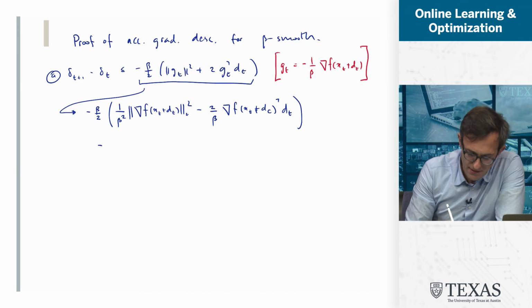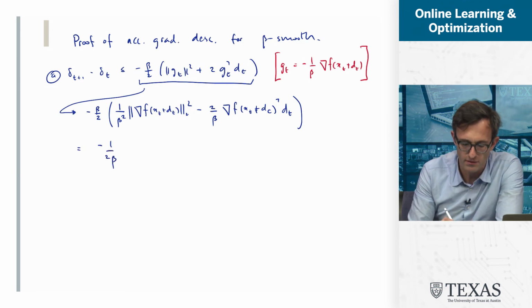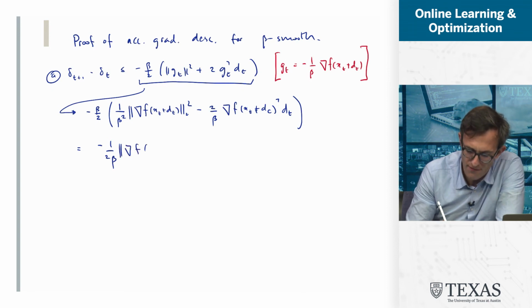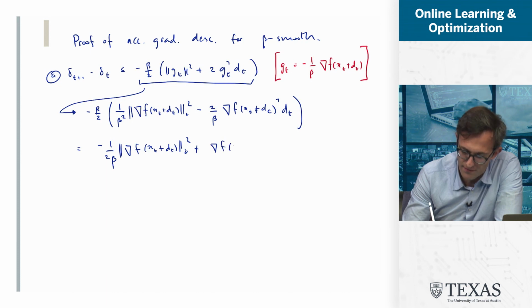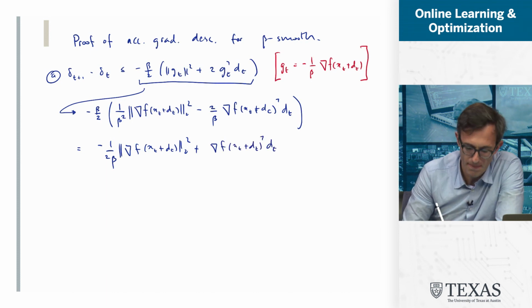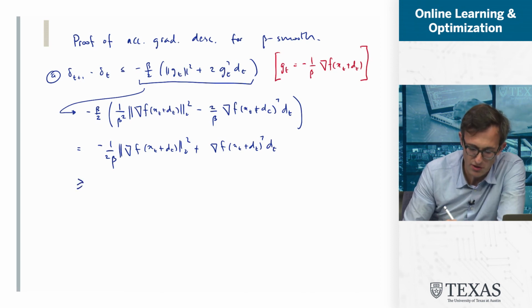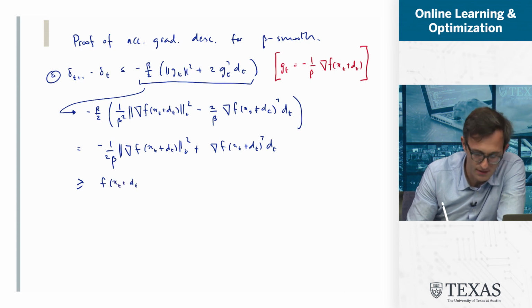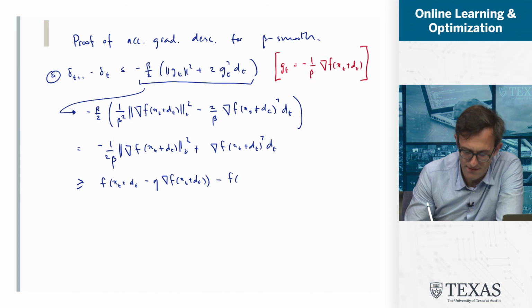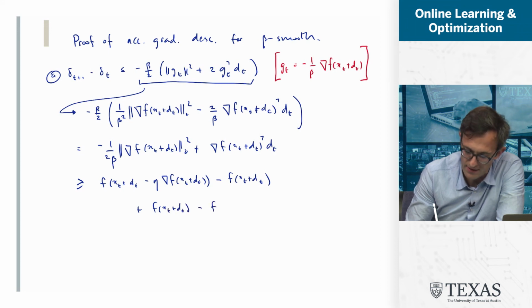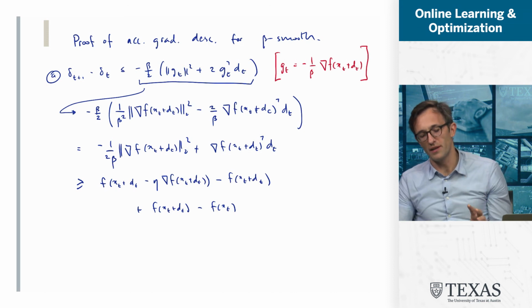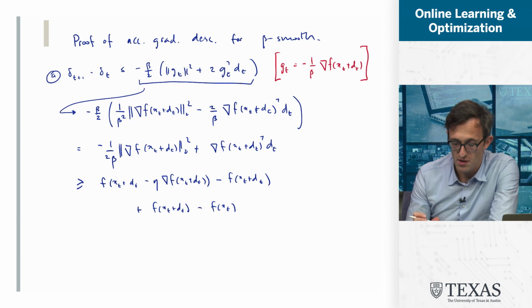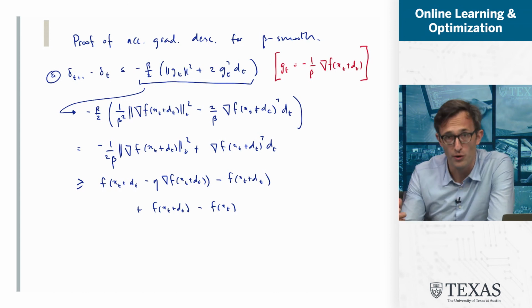This is equal to minus 1 over 2 beta times the norm of the gradient of f evaluated at xt plus dt squared plus the gradient of f of xt plus dt transpose dt. This is just multiplying that out. And this is greater than or equal to f of xt plus dt minus eta times the gradient of f of xt plus dt minus f of xt plus dt plus f of xt plus dt minus f of xt. Whenever you see any inequality, to make sure that you're tracking what's happening, we should ask ourselves, where did this come from? And is this what we were expecting?